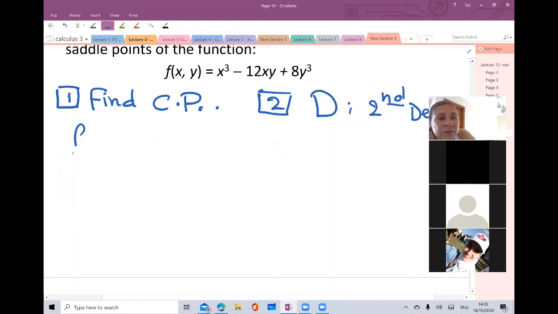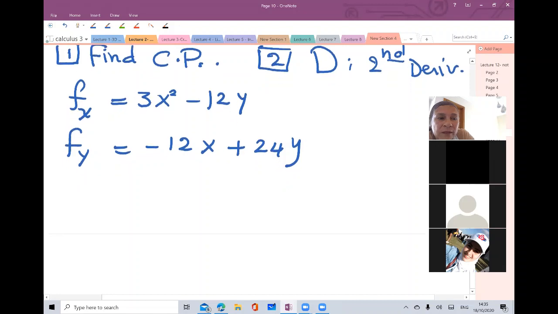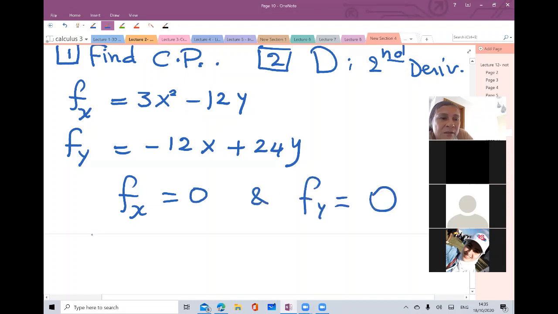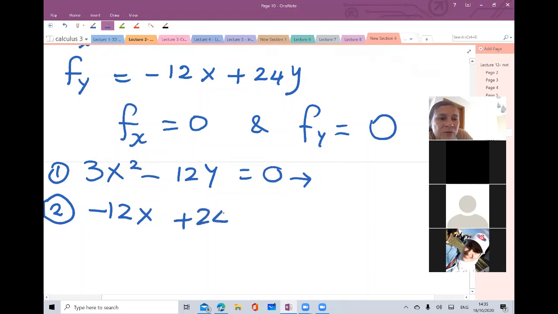The first step, let's prepare: find partial f partial x, which is 3x squared minus 12y, and partial f partial y, which is negative 12x plus 24y. To find the critical points, it occurs when my gradient is zero, meaning when this is zero and the other one is zero, and I'm going to solve them simultaneously. So I have these two equations: 3x squared minus 12y equals 0, this is equation number 1. Let's write it here for the simplification. And equation number 2, partial f partial y, negative 12x plus 24y equals 0.